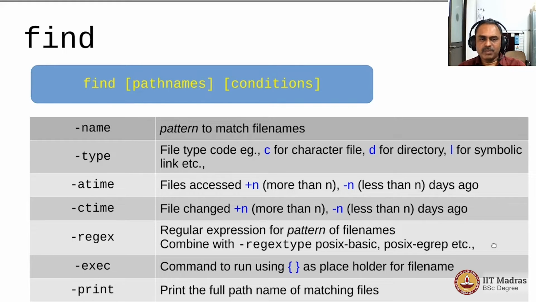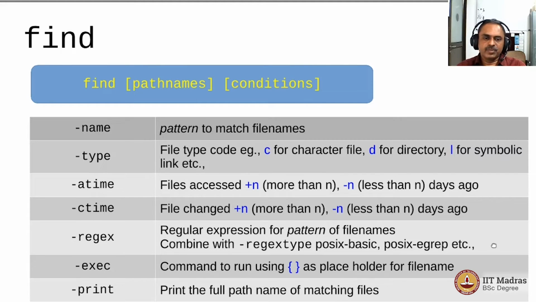Minus ctime is very similar to minus atime, except that the files that are being searched are looked at when they were modified rather than just merely accessed. Minus regex is also a condition where you could give a regular expression by also mentioning what type of a regular expression are you using, POSIX basic or POSIX egrep, etc. So that the file names using the complete path name can be looked at in a very powerful manner.